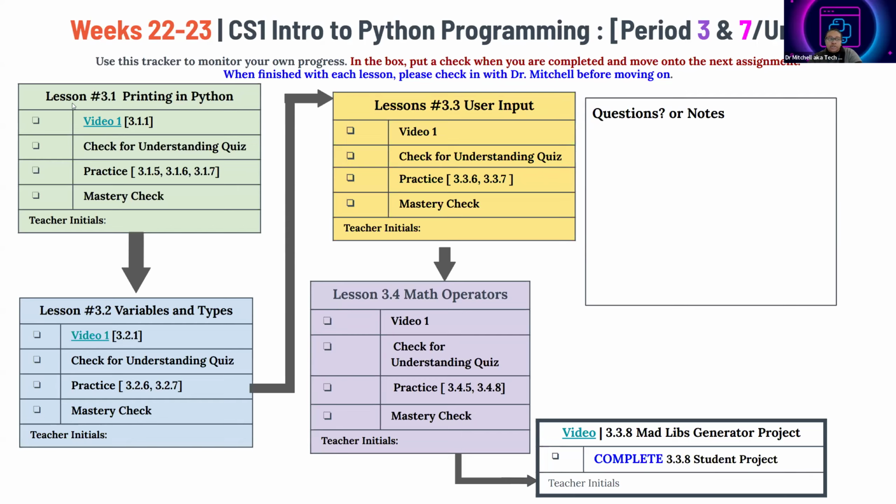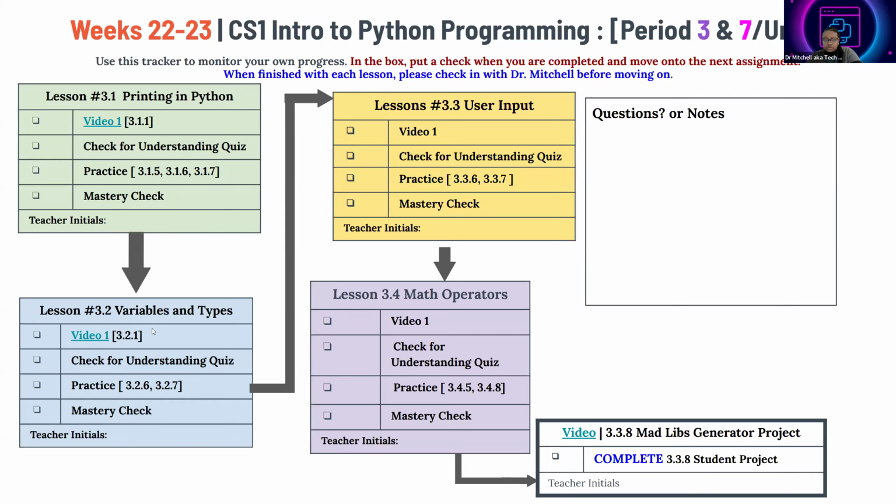So for instance, in lesson 3.1, printing in Python, there is a tutorial video that I provide. You will need to complete the check for understanding quiz, and there are 3 coding practices within this lesson. Make sure that you are checking it off. This is how you're monitoring and tracking your progress.